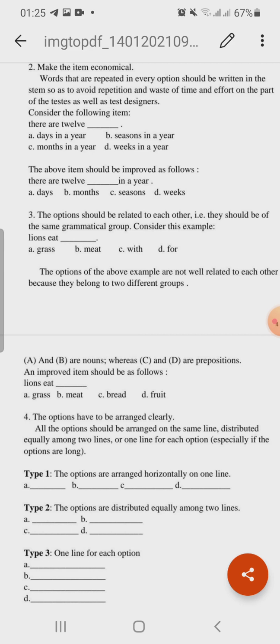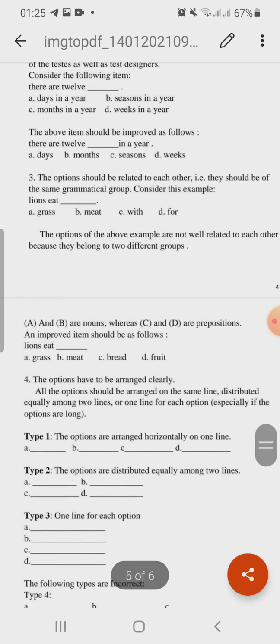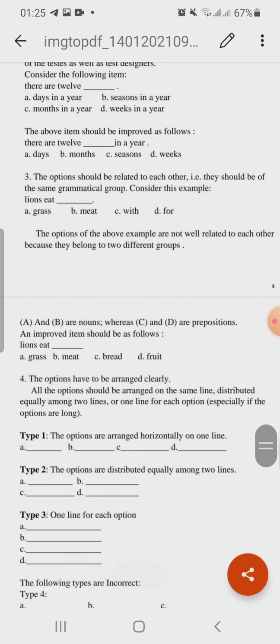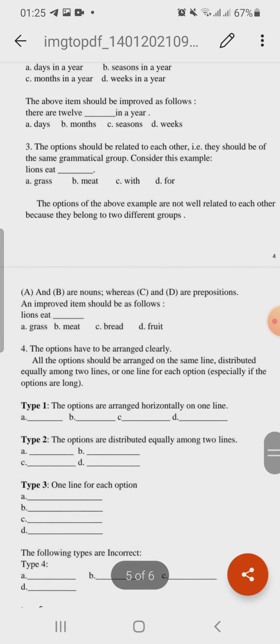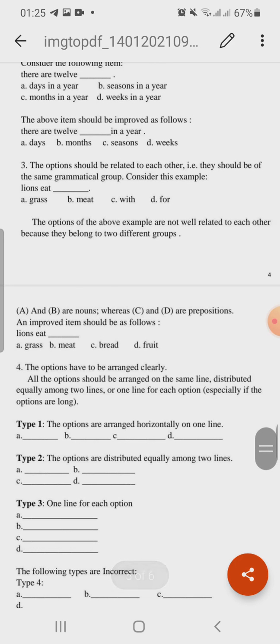Consider the following item. There are 12 ___. نلاحظ هنا كلمة in a year. A. Days in a year. B. Seasons in a year. C. Months in a year. Or D. Weeks in a year. C is the right answer as we know, but the words in a year can be written in the question. The above item should be improved as follows. There are 12 ___ in a year.